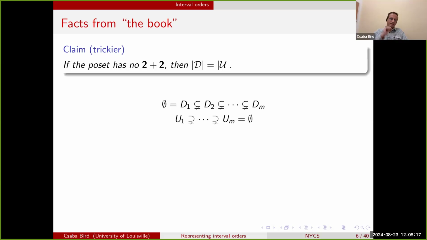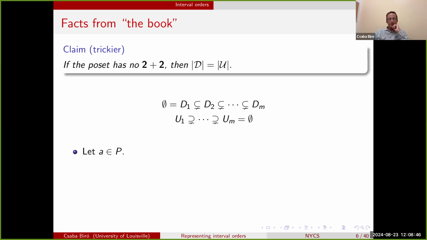I write here that D1 is the empty set because the empty set is always a down set, and it's also always an upset. I didn't mention it, but in this whole talk, I'm going to assume that every poset is finite. So there's a minimal element whose down set is empty, and there's a maximal element whose upset is empty. And so therefore the empty set is always there in this list, in the beginning or at the end.